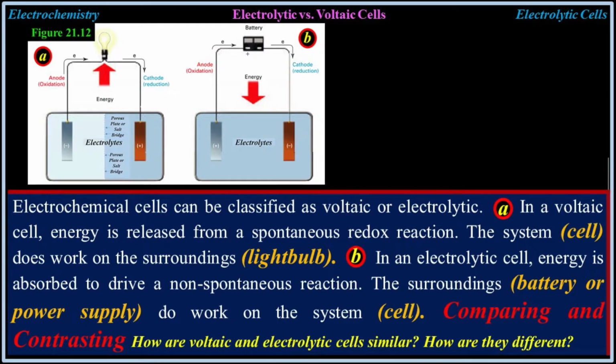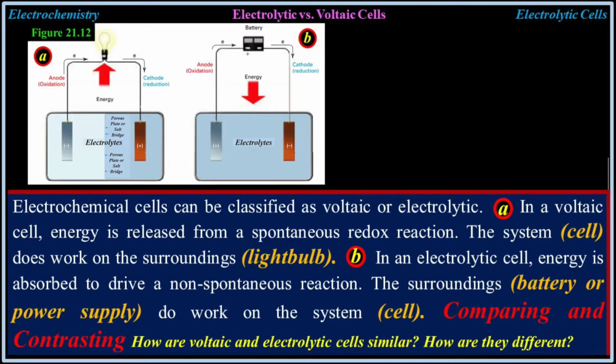Electrochemical cells can be classified as voltaic or electrolytic. A, on the left, in a voltaic cell, energy is released from a spontaneous redox reaction. The system, or the cell, does work on the surroundings, the light bulb. B, in an electrolytic cell, energy is absorbed to drive a non-spontaneous reaction. The surroundings, battery or power supply, do work on the system, the cell.